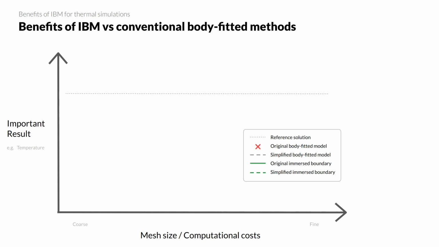So how does this solution affect what you're doing later on? Let's take a look now at a chart that shows us, for example, an important result like temperature, like the max temperature of our chip for the inverter use case. And we have here on the x-axis the resolution from coarse to fine. So that corresponds to mesh size or computational costs.